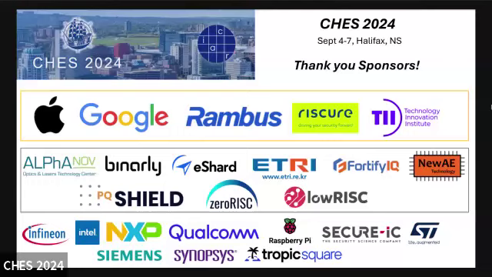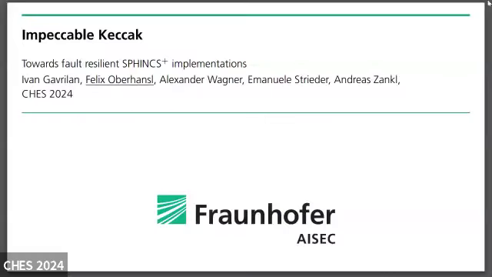Okay, now for the last talk of the session, we have a paper called Impeccable Keccak: Towards Fault-Resistant SPHINCS+ Implementations. The authors are Ivan Gavrilan, Felix Oberhansel, Alexander Wagner, Emanuele Strieder, and Andreas Zankl, and Felix will give the talk, so go ahead. Thank you.